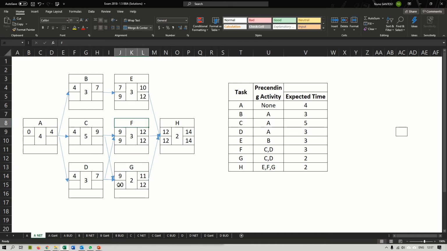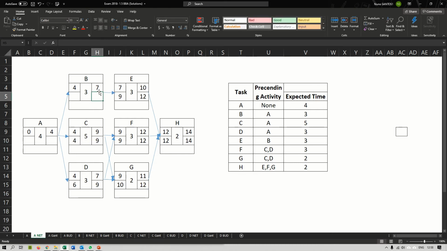Now when you have this situation, 10 and 9, instead of using the highest number, you're going to use the lowest number, right? So between 10 and 9, you would use 9. And now 9 minus 3 would be 6. Here, same thing. All right, for task C, I have a 9 from task F and I have a 10 from task G. So I'm going to use 9. And 9 minus 5 would be 4.